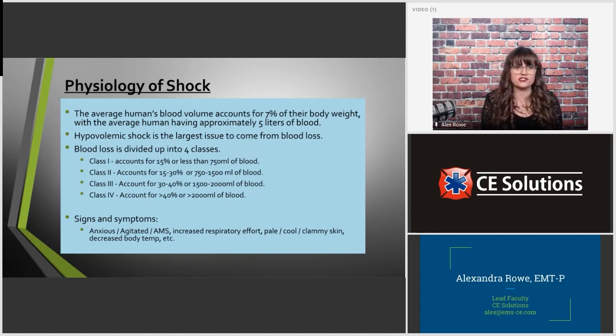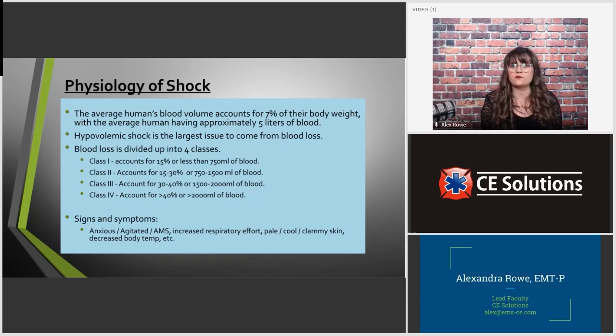Hypovolemic shock is the largest issue to come from blood loss. Now, I want to warn you guys on a few things. We know signs and symptoms of shock in general. Patients may be anxious and agitated. They may be altered. Their respiratory rate typically increases. Their heart rate increases upon compensation. They might be cool and clammy.